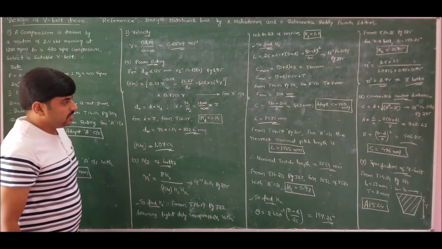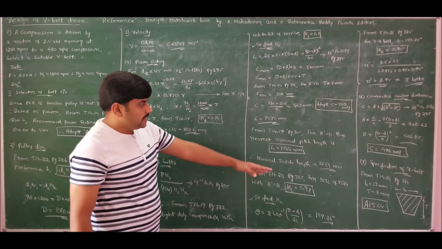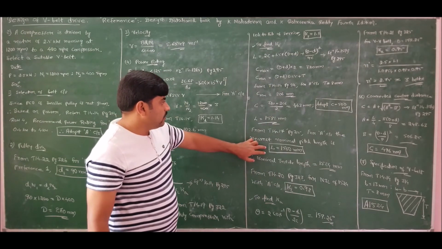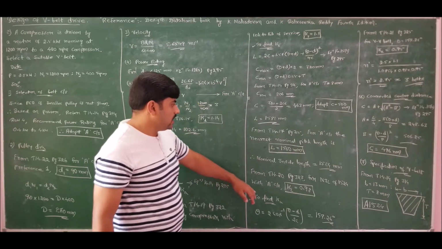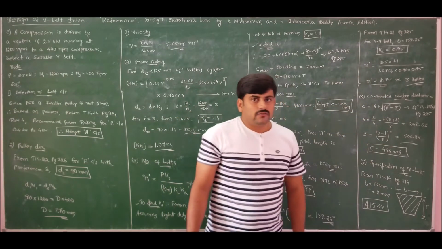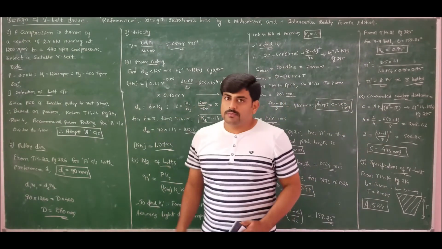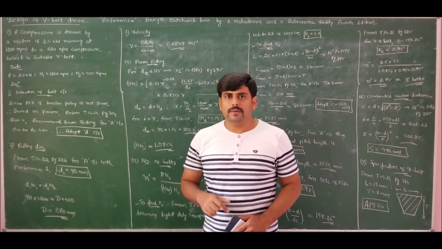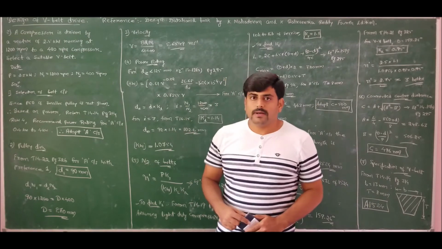The solution for the given problem is the selected belt is A1524, whose pitch length is 1560 millimeters, whereas nominal inside length is 1524 millimeters. We require 3 belts of A cross section for the given power transmission. Let me pause this video for a while so that people can copy it down. Later we'll solve problem number 3.